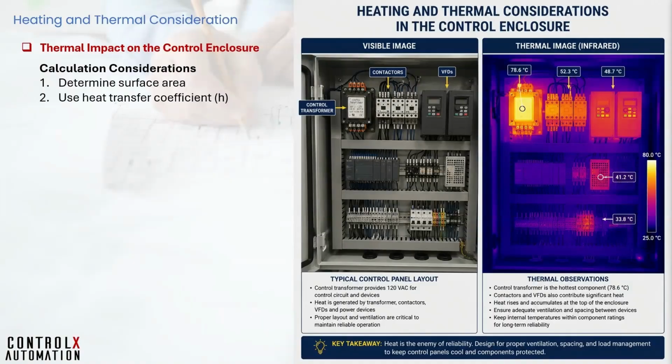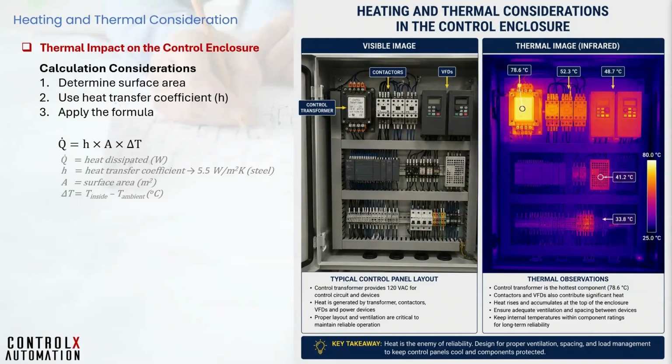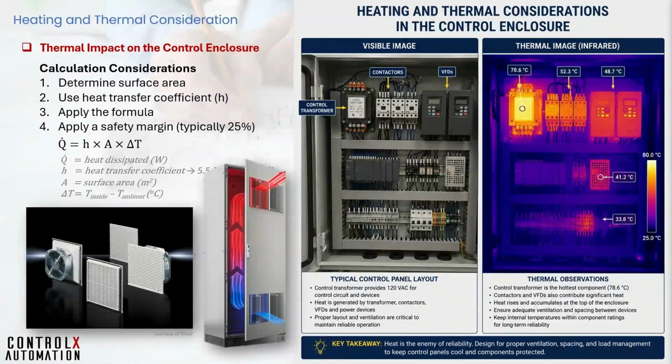Use the heat transfer coefficient for painted steel, which is 5.5 watt per meter square Kelvin. Apply this formula, where Q is the dissipated heat in watts, H is the transfer coefficient, A is the total surface area, and delta T is the temperature difference between the enclosure interior and ambient air. Finally, include a safety margin, typically 25% to account for variations in internal layout, airflow, and environmental conditions. For most panels containing a transformer more than 500 VA plus other heat sources, some form of thermal management like a forced ventilation fan is required.